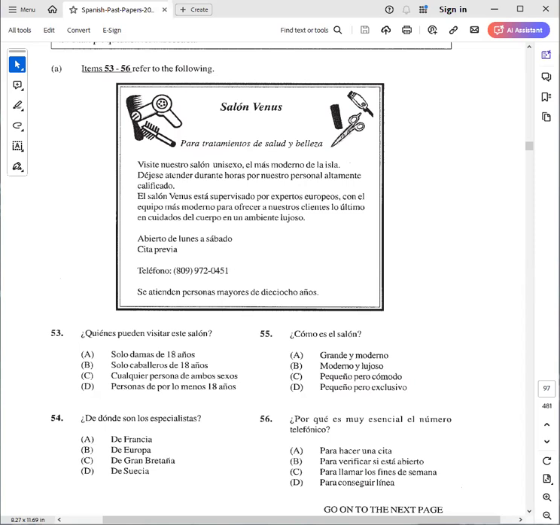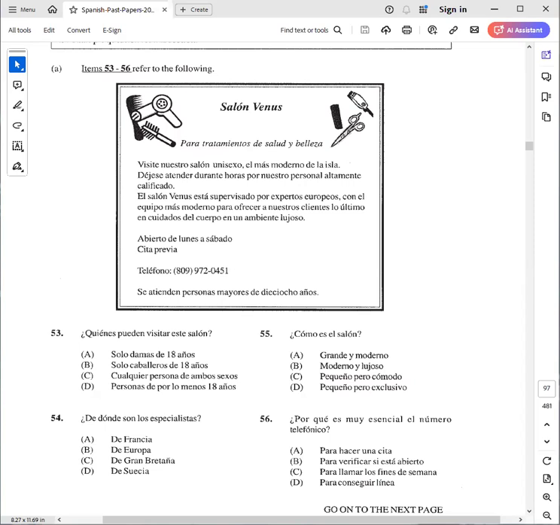Number 54, ¿de dónde son los especialistas? So where are these specialists from? So they are from Europa. Okay, it says that por expertos europeos. Number 55, ¿cómo es el salón? How is the salon? So it says B, moderno y lujoso.